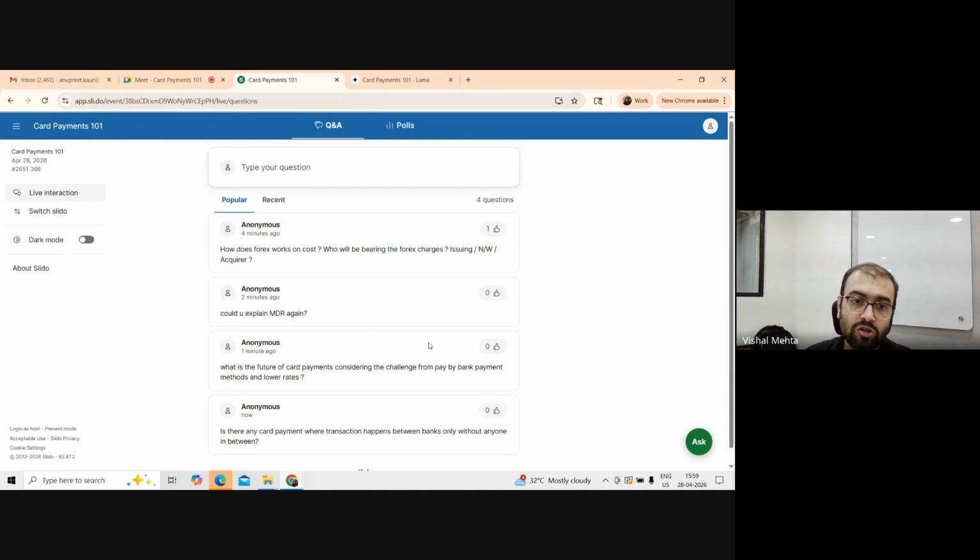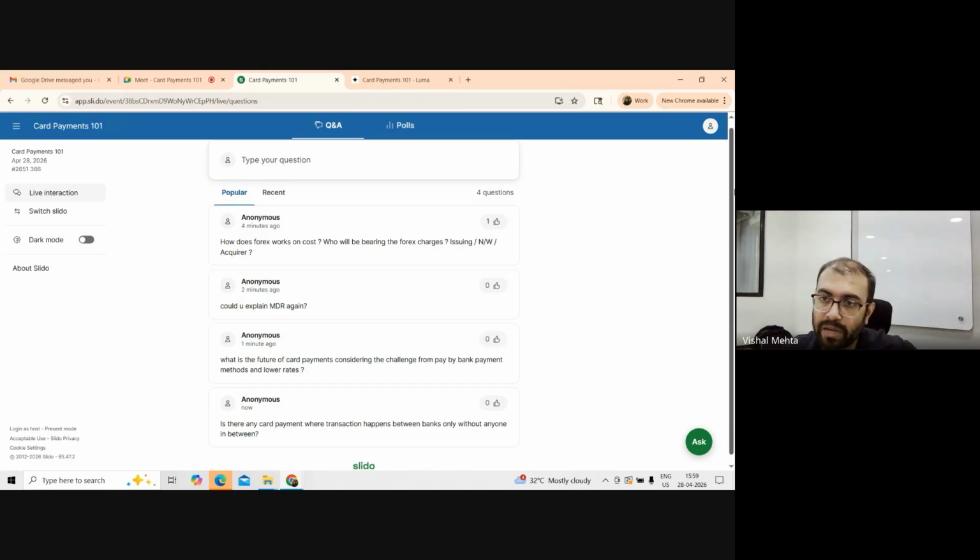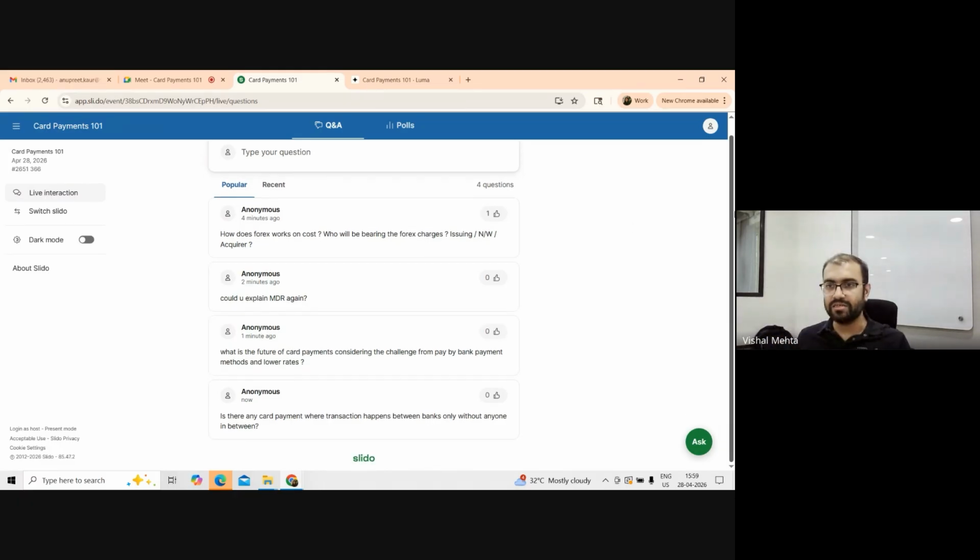All right. So how does Forex work on cost? Who will be bearing the Forex charges: issuing, network, acquiring? So here's the thing, right? In a typical transaction, the Forex is negligible.